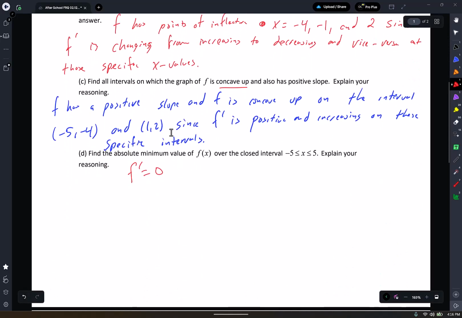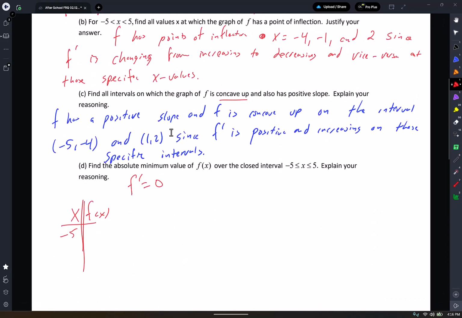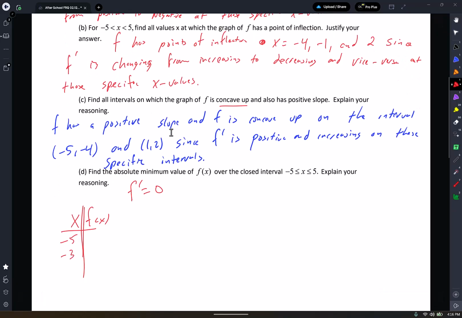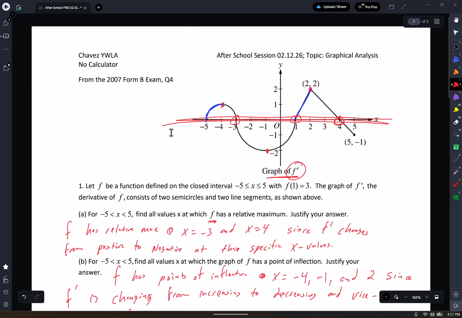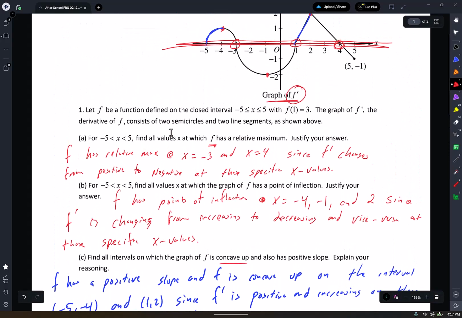So I'm going to write x and I'm going to write f of x. And then let's see, what's my endpoint? -5. And then -3. So let me go ahead and write where f prime is 0 first. F prime of x is 0 when x is -3, 1 and 4. So -3, 1, 4, and then my last endpoint is 5.